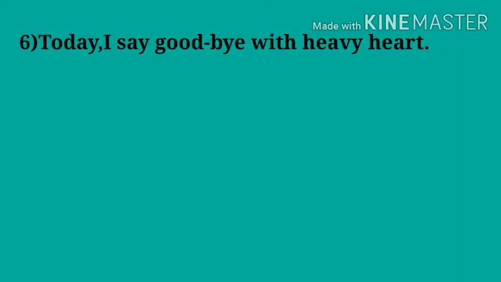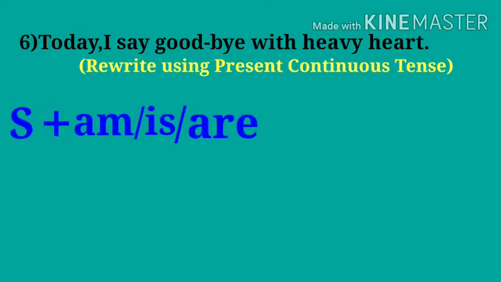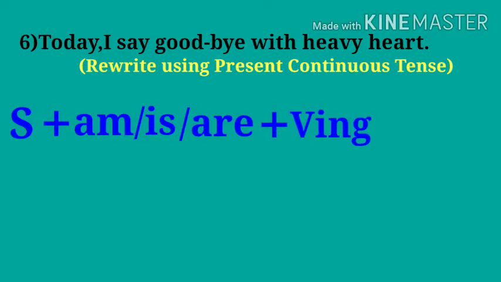Now the next sentence. Today I say goodbye with heavy heart. Rewrite using present continuous tense. Present continuous means our second column. So what is the structure? Subject plus am or is or are plus ing form of the verb plus object. Okay.